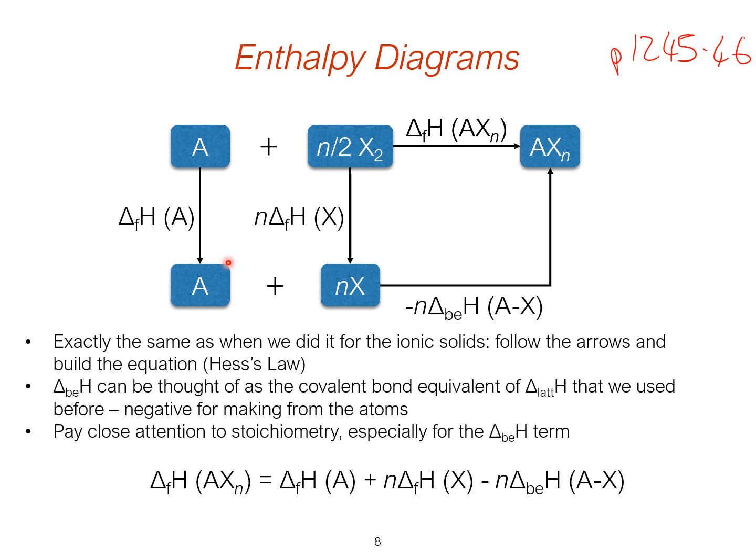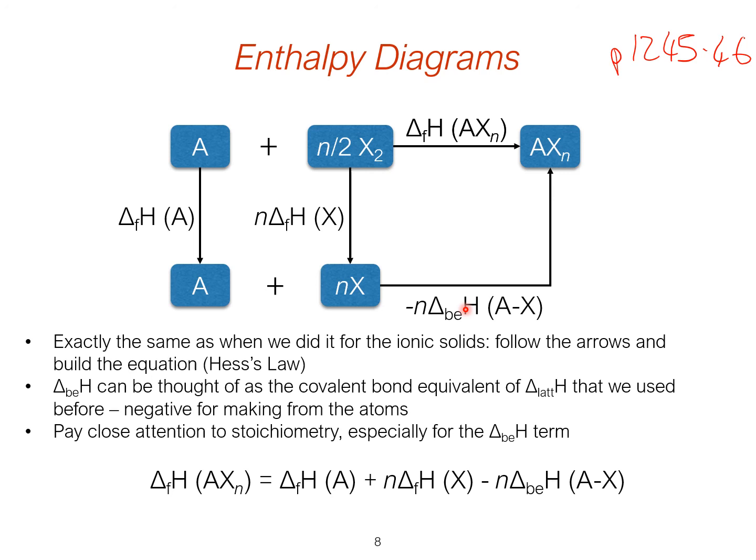So when we were doing it for ionic solids, at the beginning we'd be forming an ion, so either a cation or an anion. So we'd have terms for the ionization energy or the electron gain, and this time we don't have that. We just have the enthalpy of formation of a neutral atom of A or X. The stoichiometry is really important as well, so be careful to take into account that if you're reacting it with 3 equivalents of X, you've got to have 3 times the enthalpy change of formation for X.